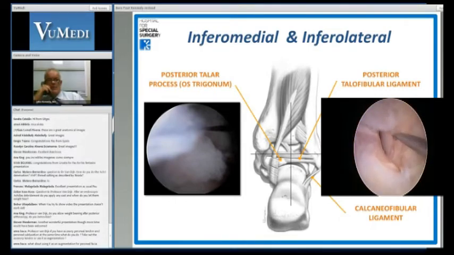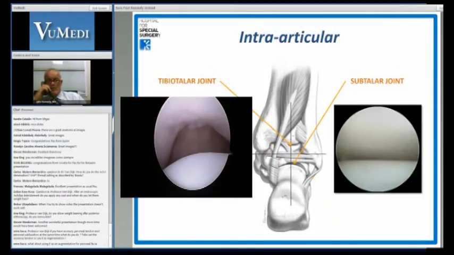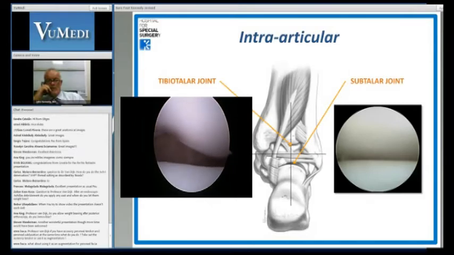And then we finally go to the infralateral quadrant, where we can see the CFL ligament, and if necessary, we can also have a look at the peroneal tendons at this point. So this was a systematic review of the soft tissue or extra-articular pathology.